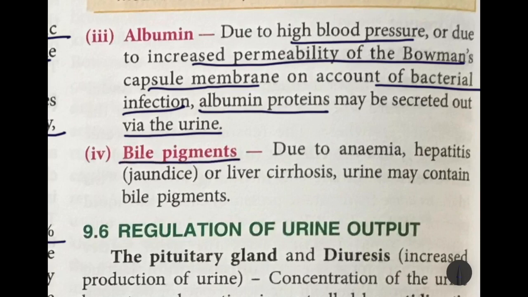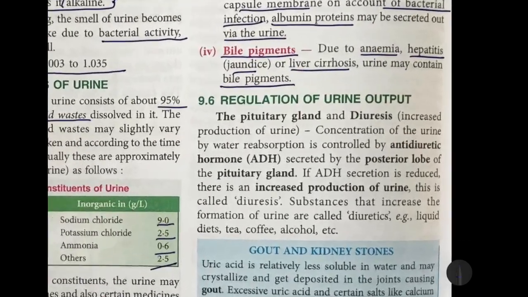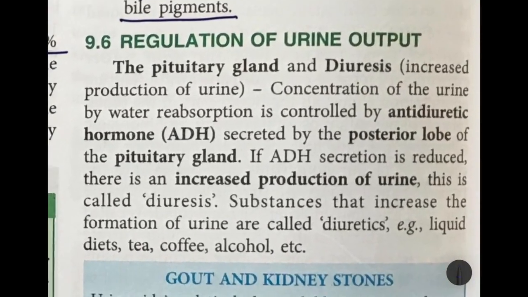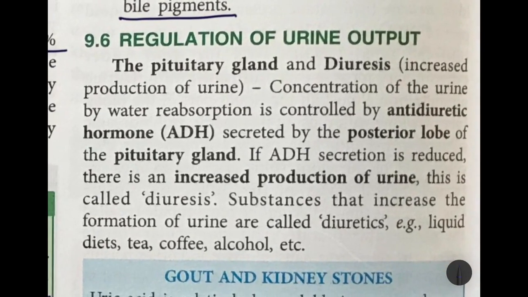And next is bile pigments. Due to anemia, less blood, hepatitis, jaundice, or liver cirrhosis, urine may contain bile pigments. Okay, so these are the abnormal constituents in the urine. It is not supposed to be there. So if it is there, it is a cause of worry.